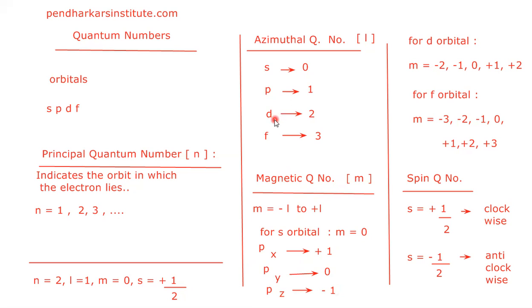Next, if electron is in d orbital, now d orbital is oriented in 5 different directions. Each of these directions is indicated by magnetic quantum number from integer values from -2 to +2. Since azimuthal quantum number is 2 for d orbital, l is 2, so m will take integer values between -2 and +2, like -2, -1, 0, +1, +2. So d orbitals are oriented in 5 different directions, and each direction is indicated by one of these numbers.